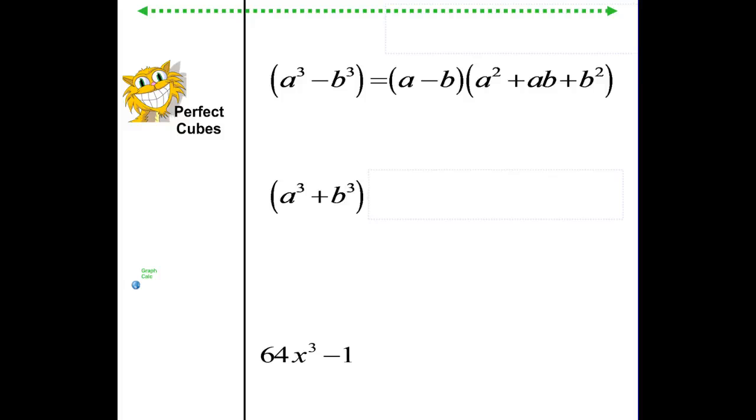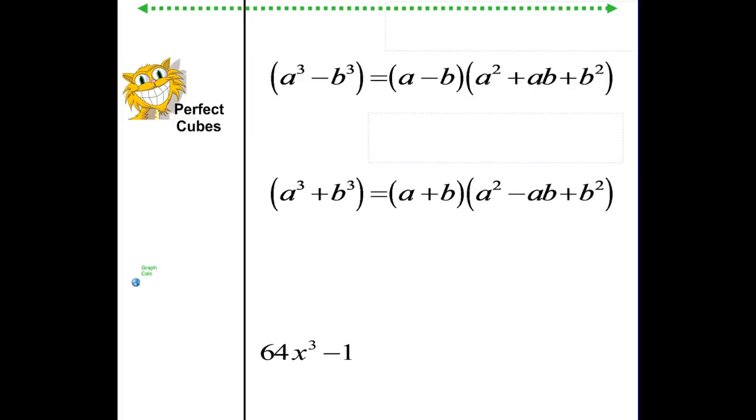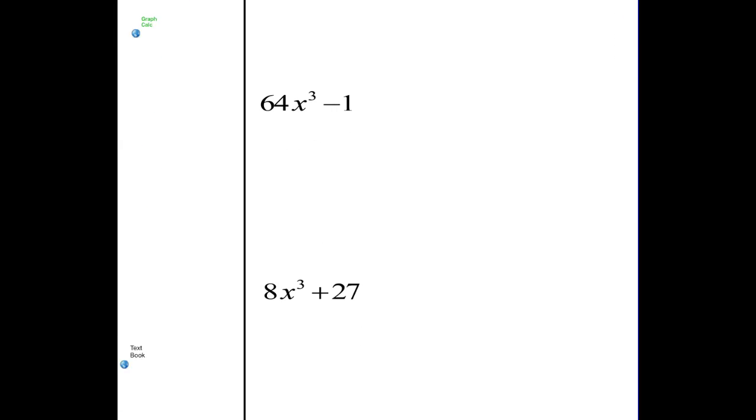And if we have a sum of perfect cubes, a cubed plus b cubed, what we can factor that out to be is a plus b times the quantity a squared minus ab plus b squared. Now you guys can go online and find proofs of why these work, but I'm telling you right now they work, and you're going to need to know those equations. So if you need to pause to write those down, do that now, because we're going to go and do some examples.